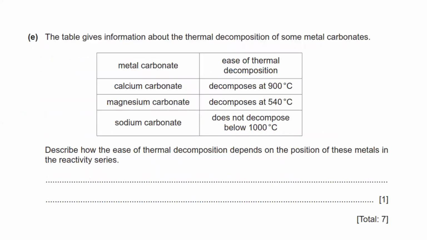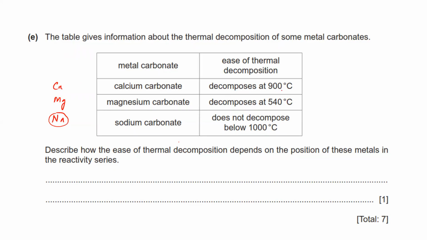So moving ahead, question 5, part E, it says the table gives information about thermal decomposition of some metal carbonates. Describe how the ease of thermal decomposition depends on the position of these metals in the reactivity series. So generally, ease of thermal decomposition: calcium carbonate, then magnesium carbonate, then sodium carbonate.